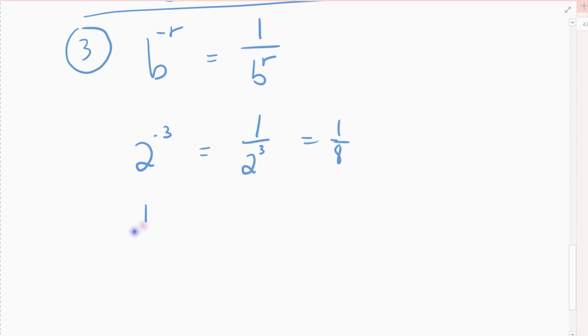It works in the other way too. If I had 1 over 5 to the negative second, well, I take the reciprocal, and so that's the same as 5 squared over 1, which is just 5 squared, which is 25. And so the negative power just means take the reciprocal, flip it over the fraction.